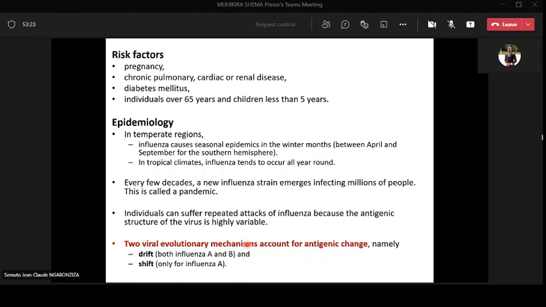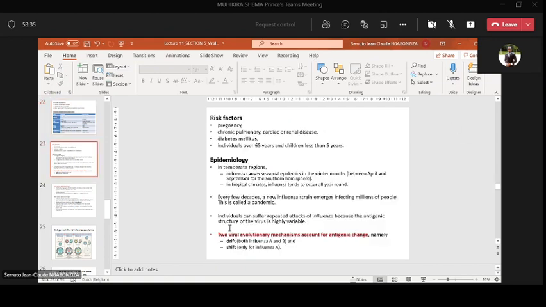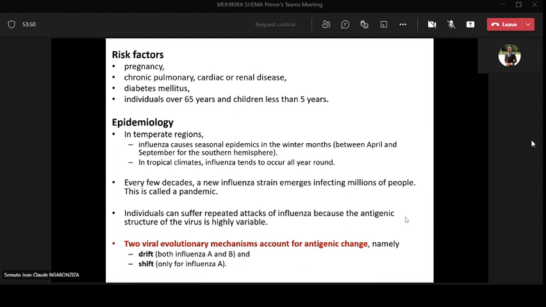And we have two important evolutionary mechanisms that allow the variation of antigen in influenza. And now every few years hakaza a new strain ituma habaho pandemic. So hari icyo bita antigen drift, which takes place in both influenza A and B, and antigen shift only for influenza A. So what happened with the antigen drift?